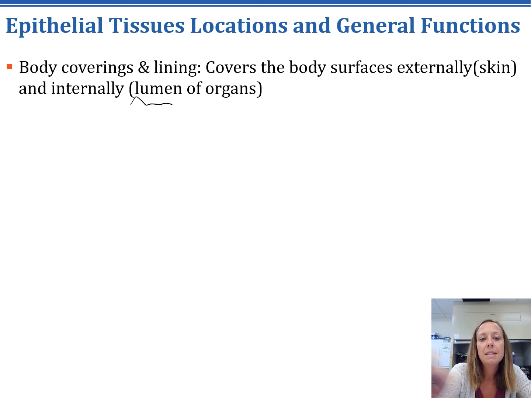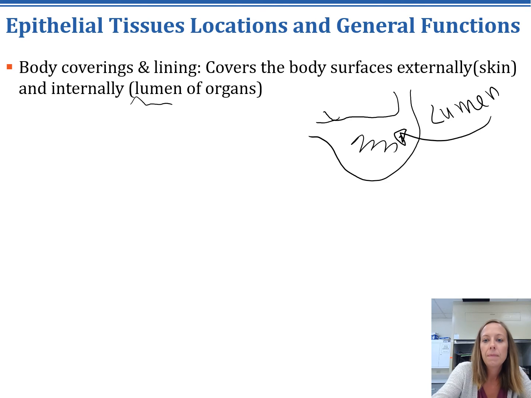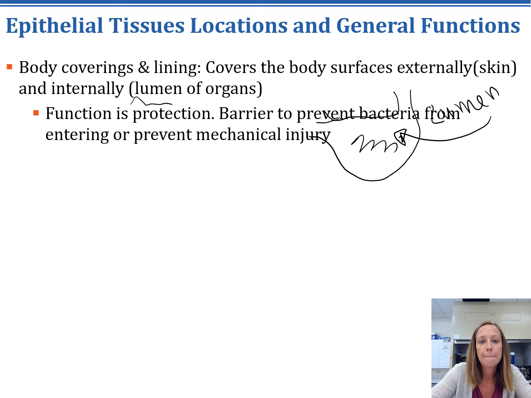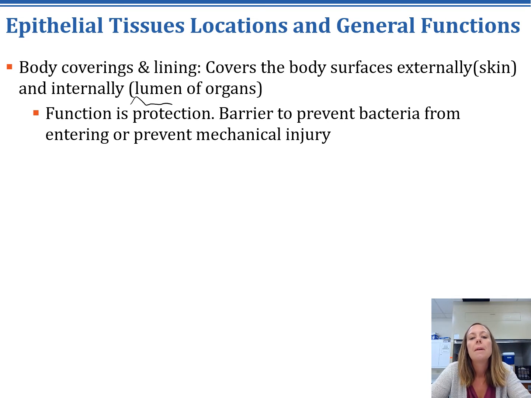Those hollow spaces are called lumen. If we have our stomach, which kind of looks like this, this open space inside is called the lumen. That's the place where all the food goes, and the inside of it is lined with epithelium. The function of this epithelium is protection. It provides a barrier so that bacteria can't enter our body. It also protects you from abrasion, like skinning your knees. That's epithelium that protects you.